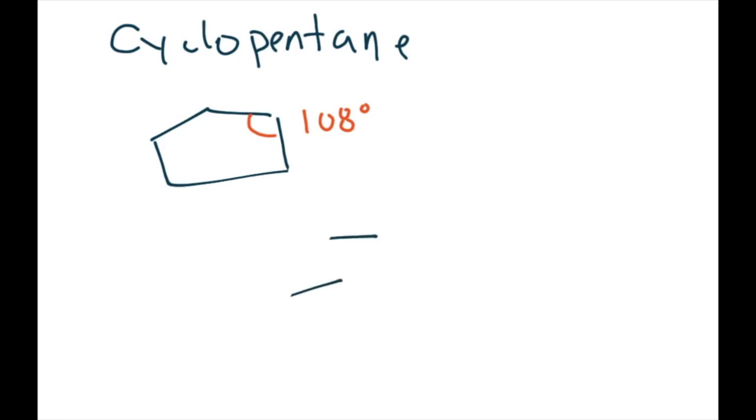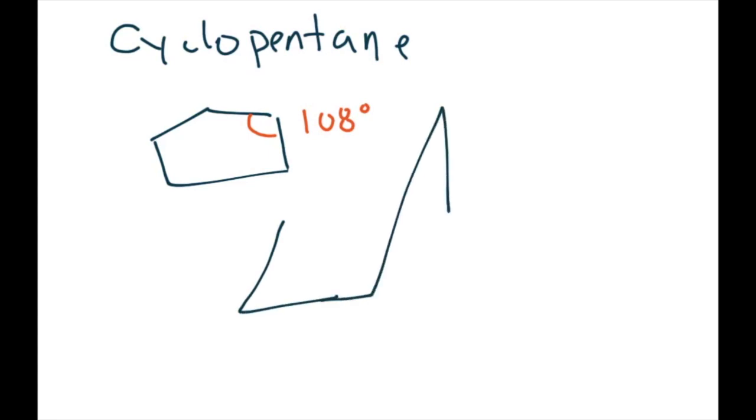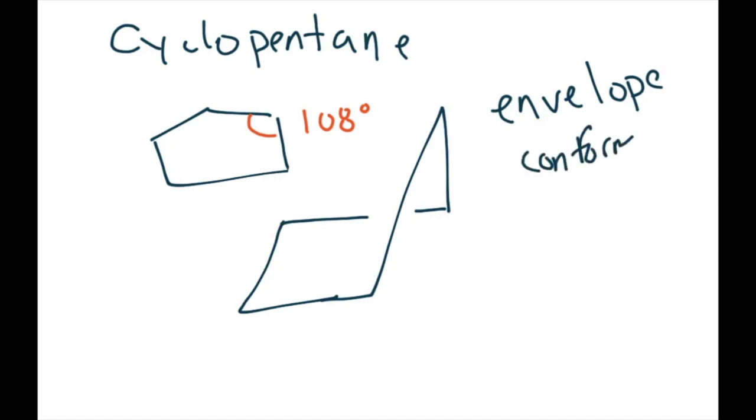No, not like that. We've drawn it poorly. Let's try again. I'm thinking too much. It's in what's called the envelope conformation. Right? So you've got four carbons that are in the same plane, and then one carbon that sits above, right?